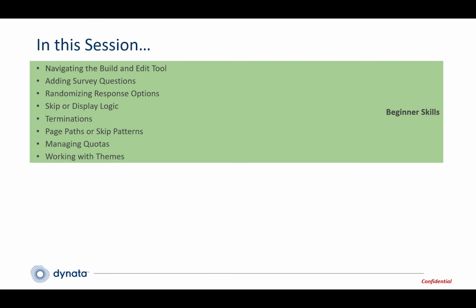To review, you should now have a basic understanding of the Build and Edit tool, how to access it, how to navigate throughout it, and how to build your survey from scratch, adding questions, adding pages, adding skip logic, termination logic, quota check pages. That is the basics of the Build and Edit tool. Now with this knowledge, you should be able to program at least a basic survey. And with some more of the sessions that will be coming in the near future, you'll be able to add more and more knowledge to your toolbox.